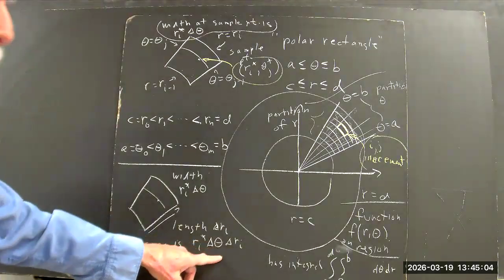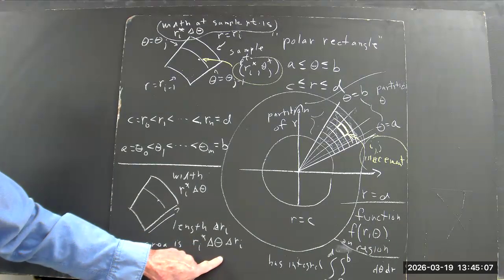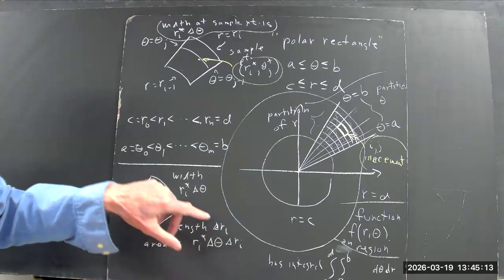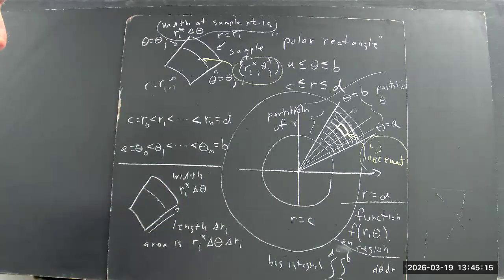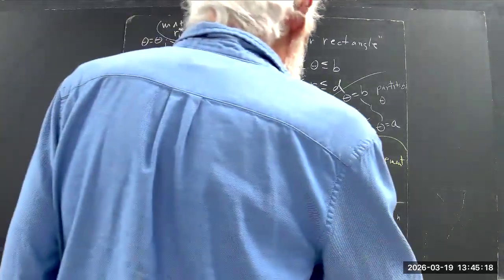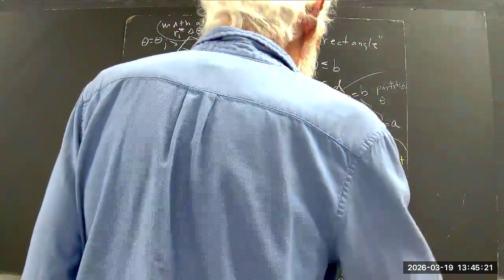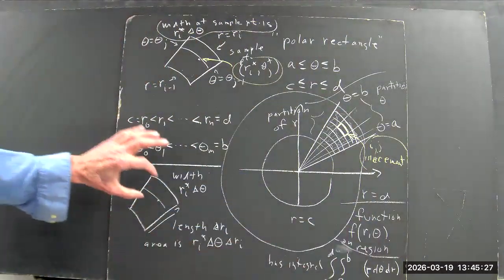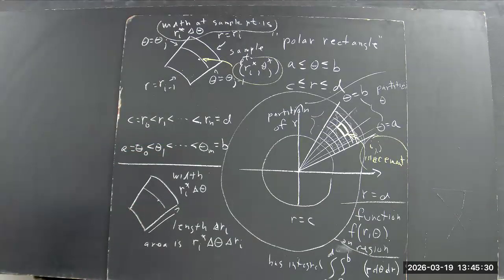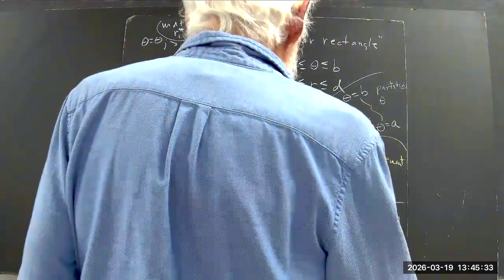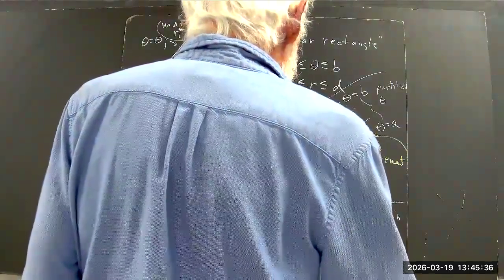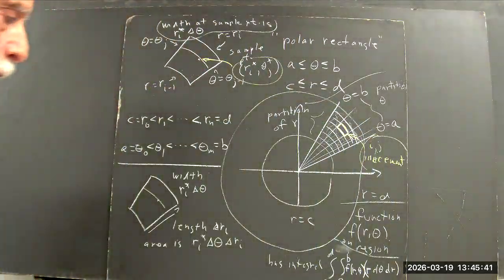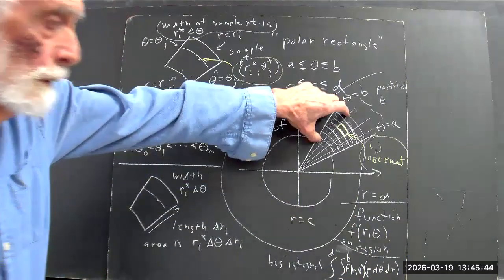But delta r delta theta is not your area increment. r delta theta delta r, or r delta r delta theta, is your area increment. So this is the area of a typical increment, and you multiply that by f of r theta, and you have the integral of this function over this increment.